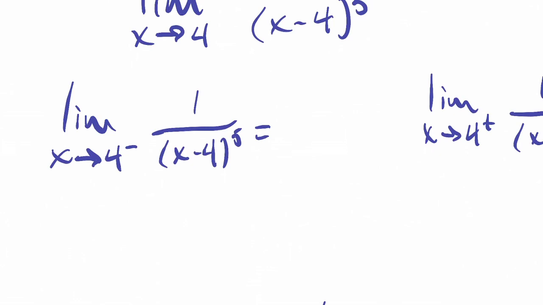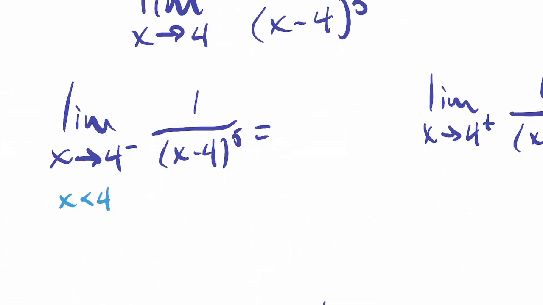So if I'm coming at 4 from the left, that means that x is less than 4. It doesn't have to be negative. If I were doing a numerical table, I would pick x is 3, x is 3.5, x is 3.9, x is 3.99. But those are all less than 4. So I'm going to write that here as an inequality, x is less than 4.